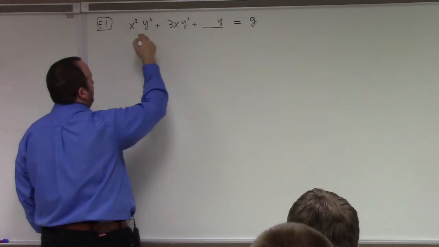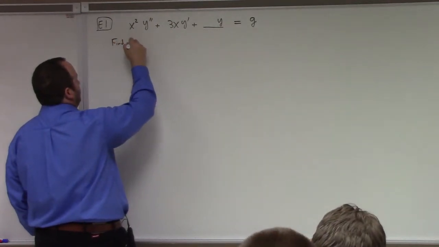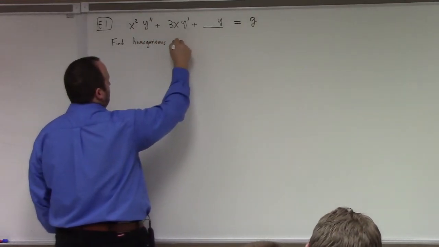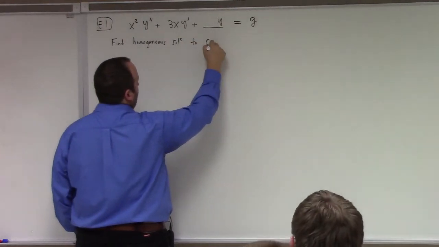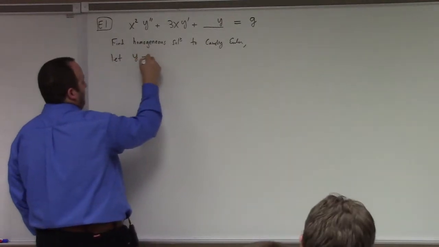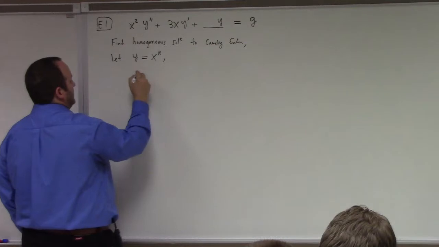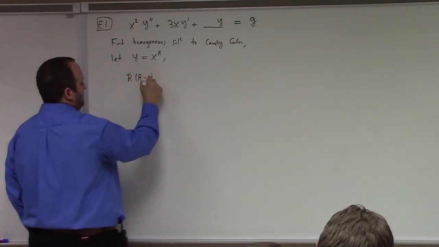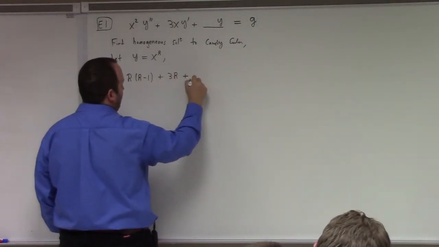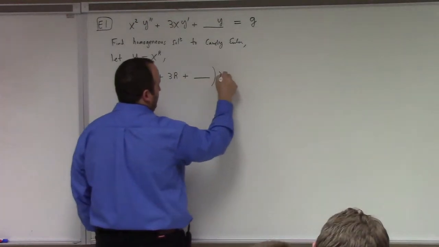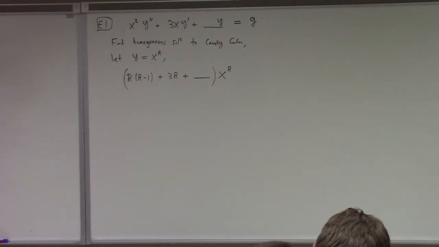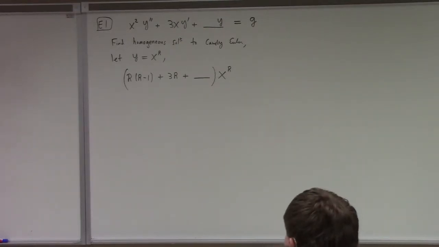So to find the homogeneous solution, what do we do? For one of these Cauchy-Euler problems, you let y equal x to the r. And that gives us r times r minus 1 plus 3r plus something. Each one of those brings out an x to the r because we differentiate 2 times, which brings down r times r minus 2, but then we multiply by x squared, which brings us back to x to the r.